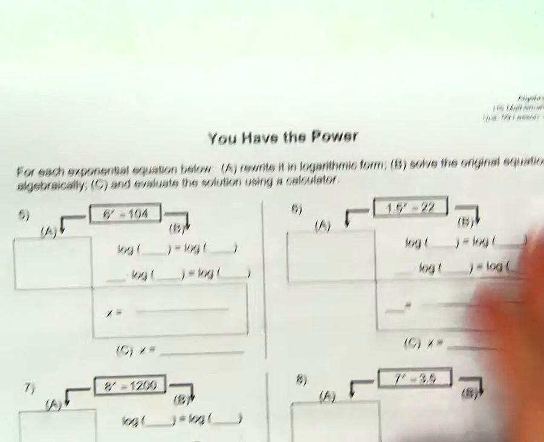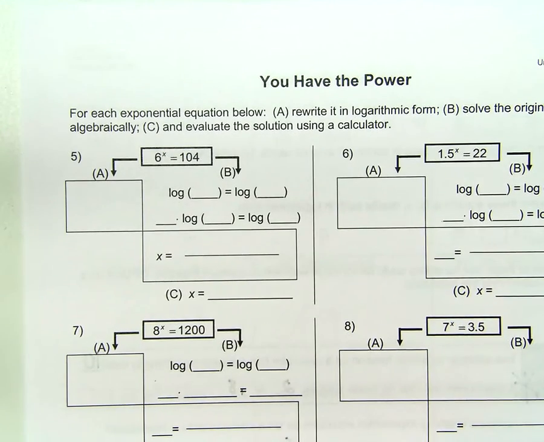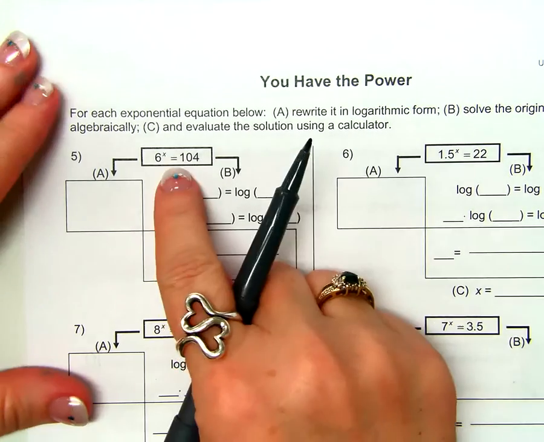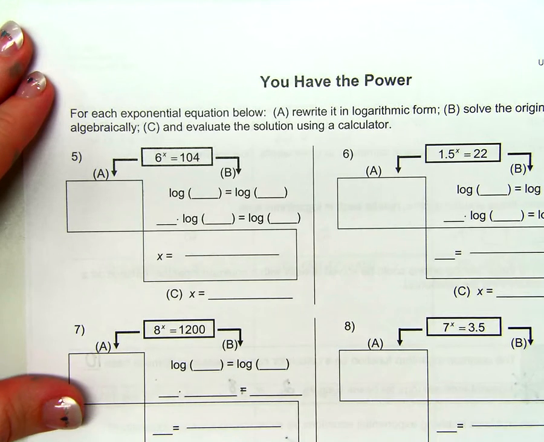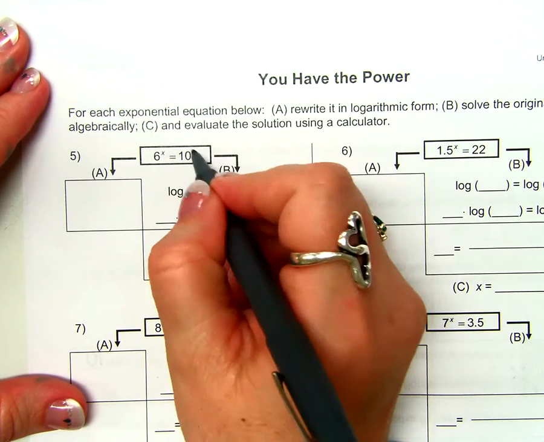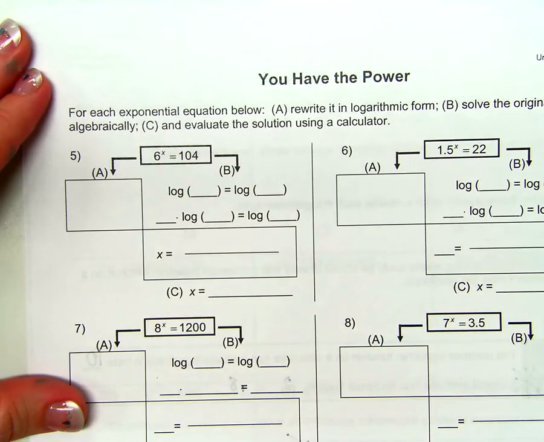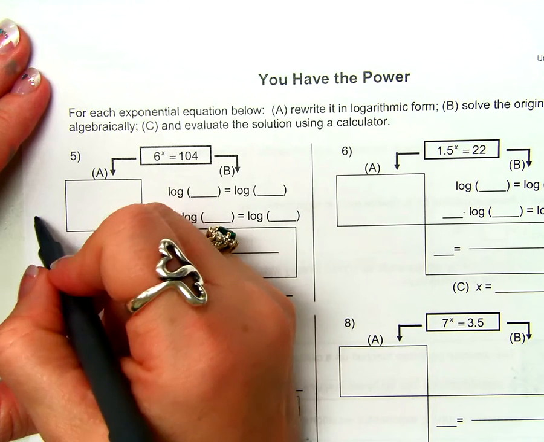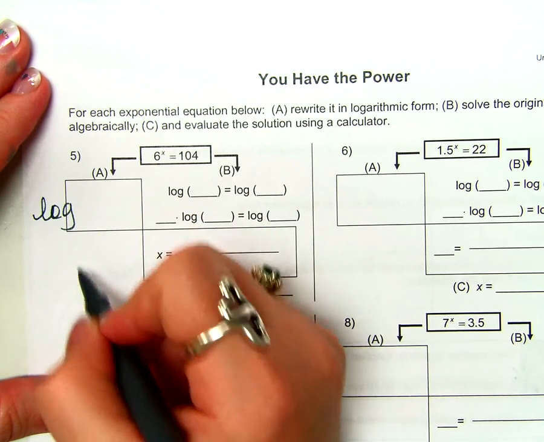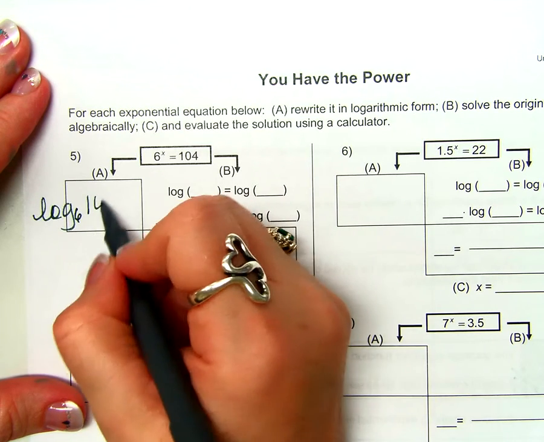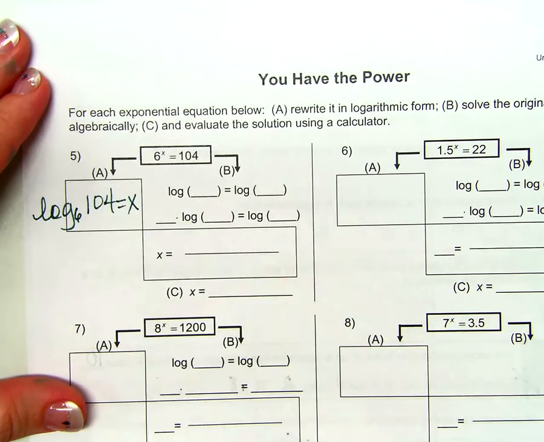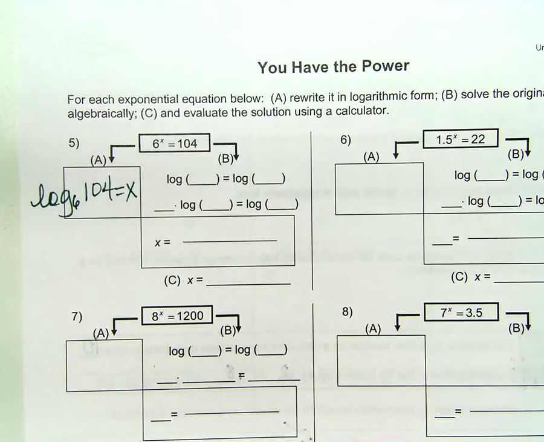Look at number 5. First thing it wants you to do, first thing it asks politely, rewrite in logarithmic form. How do I rewrite this problem in logarithmic form? log base 6 of 104 equals x. Most of us are getting pretty good at going from exponential to logarithmic, and that's good because that needs to be a skill that we have.